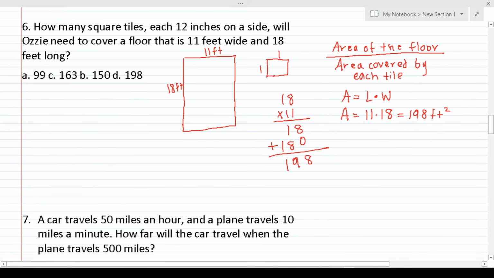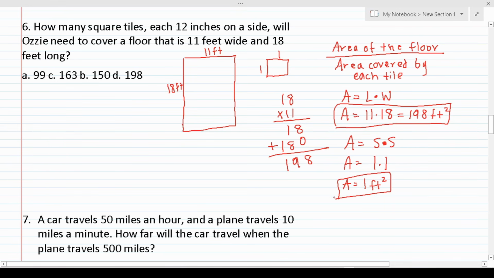And to find out how much area is covered by each tile, we're going to find the area of a square. That's going to be area equals side by side, or side squared, however you want to view that. One side's 1 foot, the other side's another foot, so that's 1 by 1, which is the same as 1 foot squared. And as I mentioned, to solve this one, we're going to take the area of the floor, which is right here, and divide that by the area covered by each tile, which is right there. And then we'll have our answer.